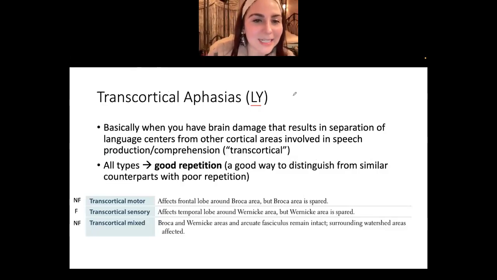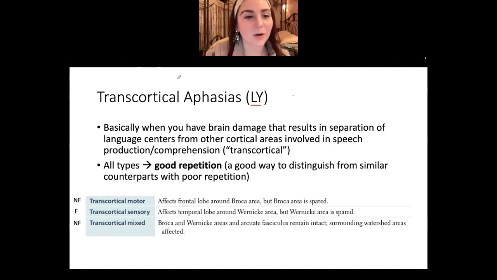But I talk about how basically you have brain damage that's going to result in the separation of language centers from other cortical areas that are involved in speech production and comprehension. So what I'm trying to say by that is it's not Wernicke's and Broca's, but there are a lot of other speech areas in the brain that all feed into being able to speak and understand. And this brain damage is affecting those areas. It's literally a low yield aphasia, because the non-main word areas in the brain are being affected, and that's these types of aphasias.